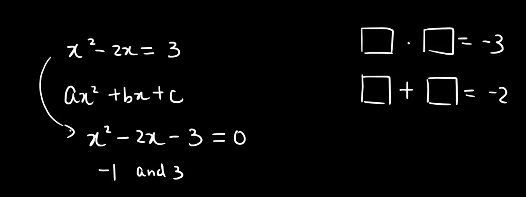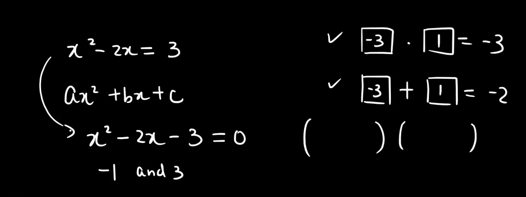Let's think about it. So can we do -3 times positive 1? That will work. How about -3 plus positive 1? That will work. Therefore, factor. We put parentheses here and put our variable here. You find these 2 magic numbers. Put it in. Don't forget equals 0.